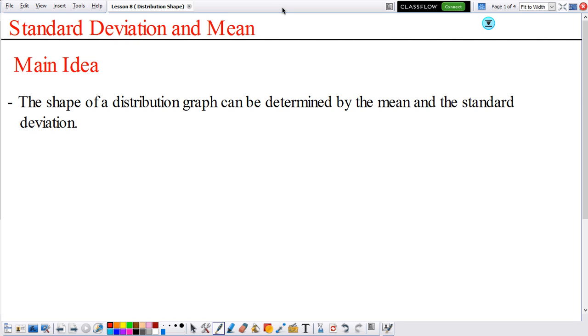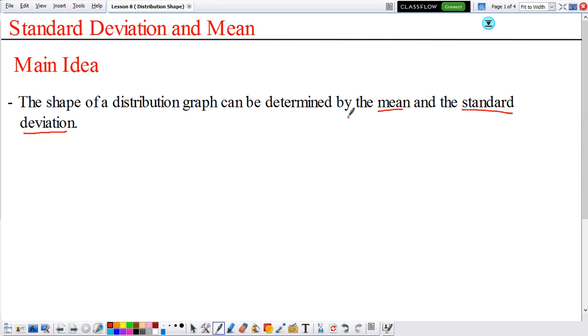Today, we will talk about distribution shape, but we're going to pay close attention to what standard deviation and mean is. The main idea for this lesson is that the shape of a distribution can be determined by two factors, which are the mean and the standard deviation. We will see what a shape of a distribution is in a second, but just keep in mind that the shapes that we're going to see can be determined by using two factors.